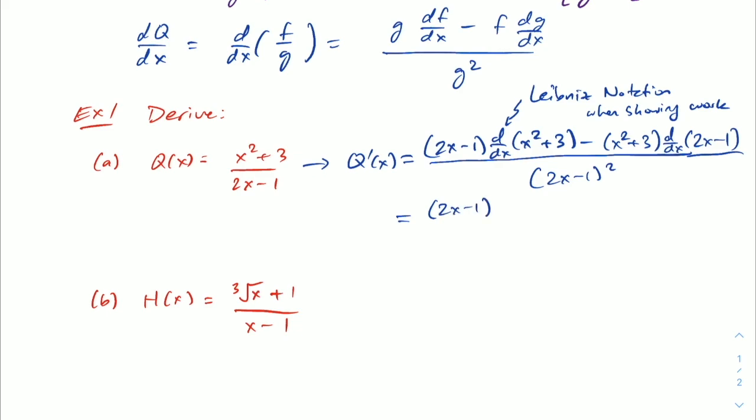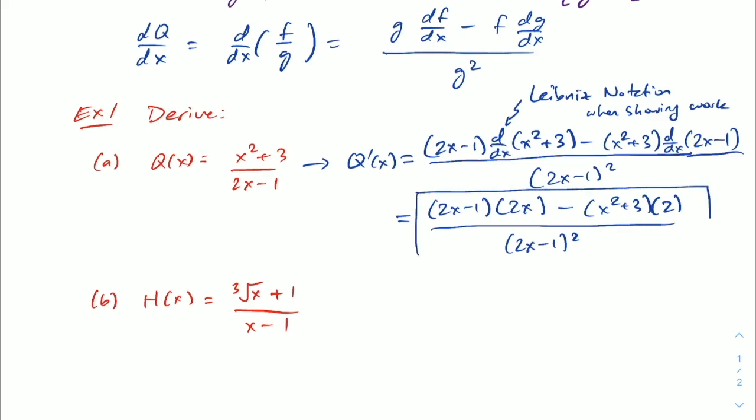So the derivative of x squared is 2x, the derivative of 3 is 0, and the derivative of 2x is 2, and the derivative of negative 1 is 0. I'm not going to simplify this. We'll just call that our answer. All right, let's move on to the second one here.